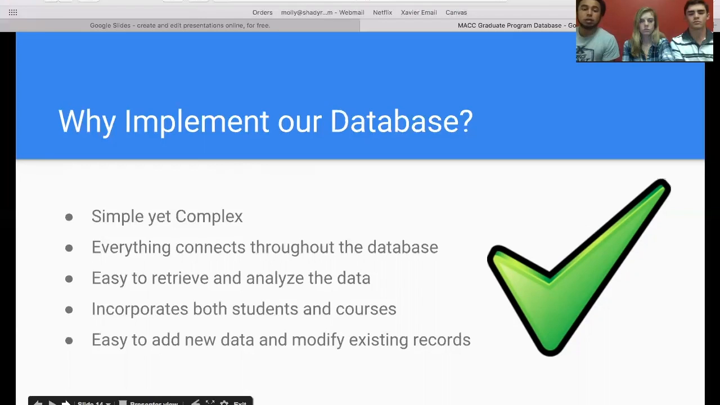It is also easy to add new data and modify existing records. Students will be coming through the program, they'll be graduating, we'll have newer people enrolling in the program, so we wanted to make this easy to access and easy to see how many credit hours they will need to graduate.